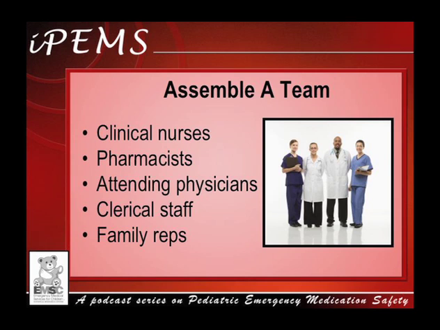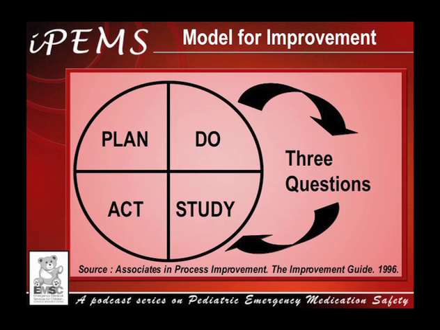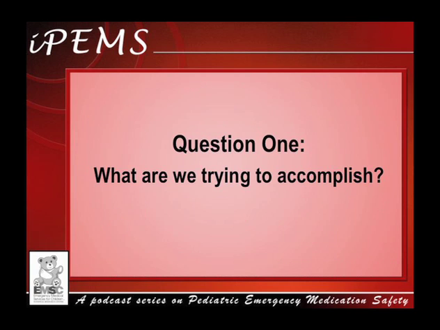Once team members have been identified, you are ready to begin your journey on a Model for Improvement. The Model for Improvement was developed by the Associates in Process Improvement. It takes 3 fundamental questions and combines them with the plan, do, study, act cycle to drive improvement. The first question to ask your team is, what are we trying to accomplish?